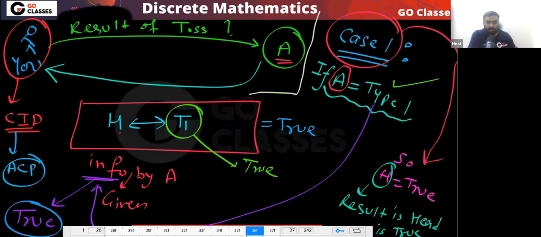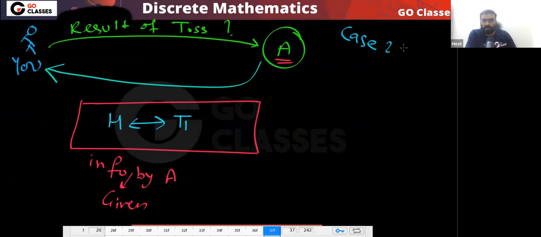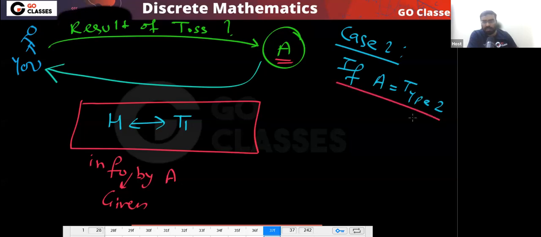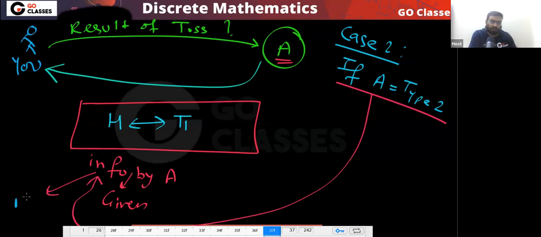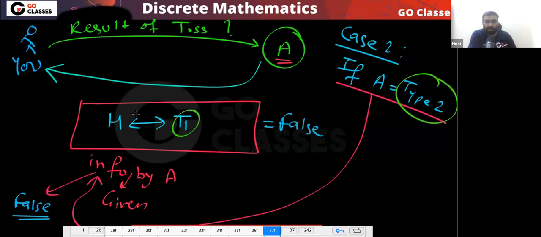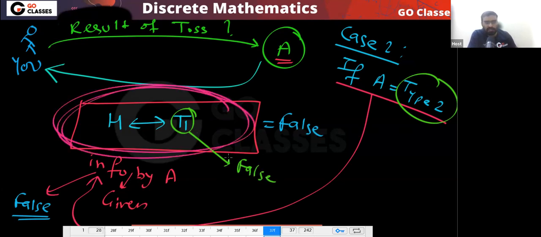What about case number two? Case number two is if A is a type 2 person. If this A was a type 2 person, then definitely this information is false. Agree? He is a liar. So this information will be false. Now for this type 2 person, this is also false, because he is type 2, so he is not type 1. Now this whole thing is false.